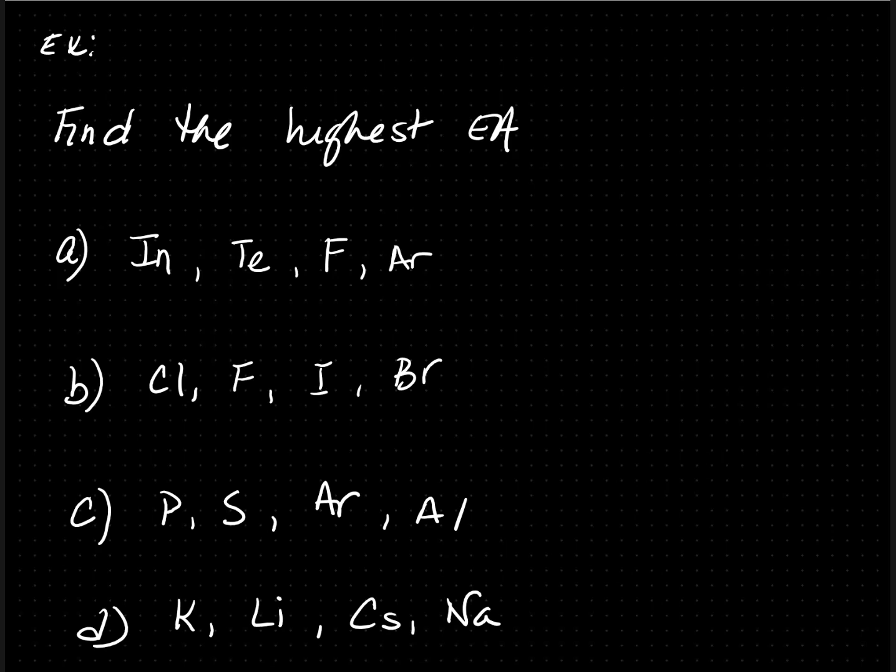For A, we have In, Te, F, Ar. See if they are in the same period. If not, see if they're in the same group, or see if there's a commonality. In and Te are in the same period. In is going to be smaller than Te. Electron affinity increases going across, so we know In is not going to have the highest.